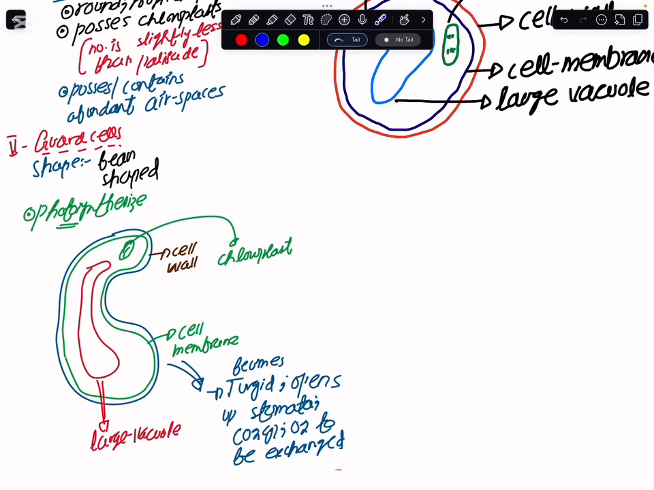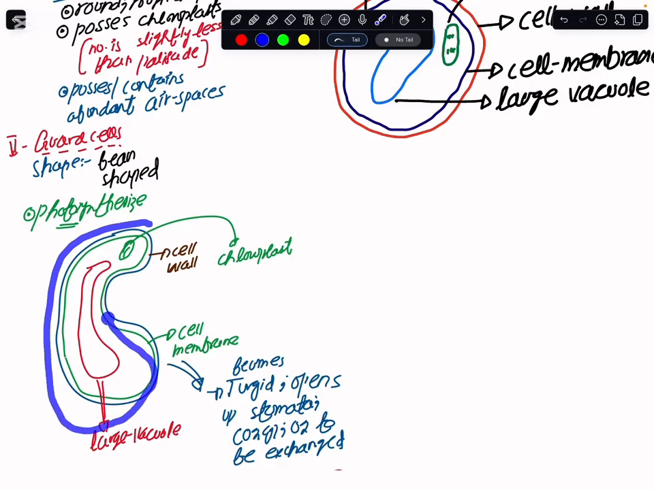Another important thing is that these guard cells also have chloroplasts in them. They absorb the sunlight and likewise photosynthesize. Now, these guard cells have to become turgid. By turgid, we mean that water has to enter into these guard cells, and when the large vacuole increases in size, it exerts pressure on the cell wall.